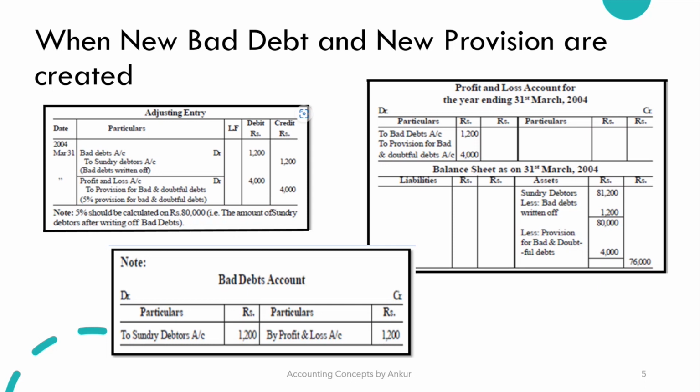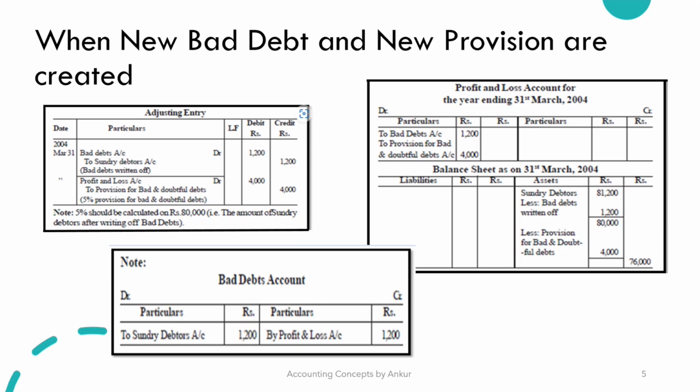In the profit and loss account, you debit the bad debt account, as you can see here, and also you debit the provision for bad and doubtful debts account, as both of these are losses newly created. And in order to complete the double entry for these, on the asset side in the balance sheet, you subtract the bad debts from sundry debtors first, then the balance amount that you get. On this balance amount, you calculate the provision for doubtful debts.